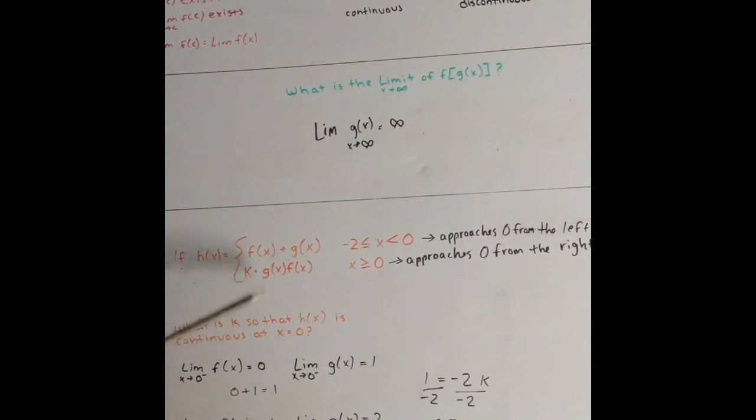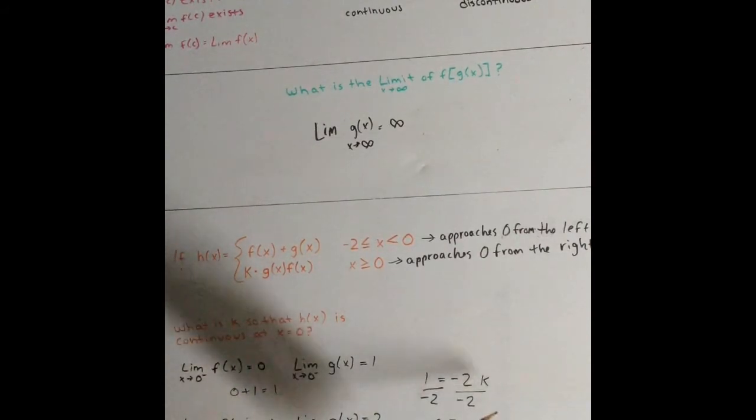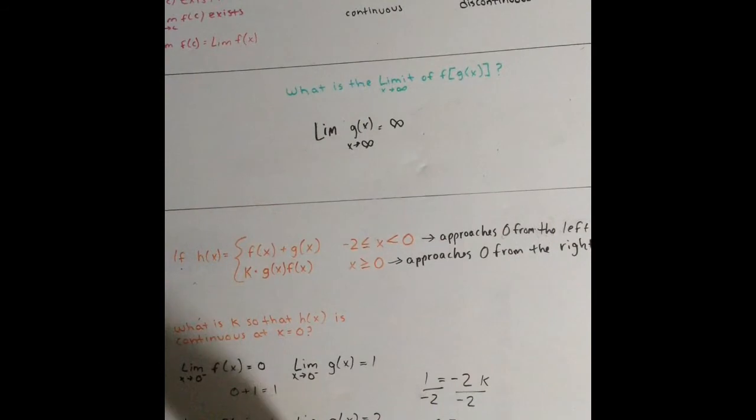Since these two values should be equal to each other to make the graph continuous, we set the two equations equal to each other. Since we already found f of x and g of x as x approaches from the left, and g of x and f of x as x approaches from the right, we can plug these into the equation. Then we solve for k by dividing by negative 2 on both sides, and k ends up being negative 0.5.